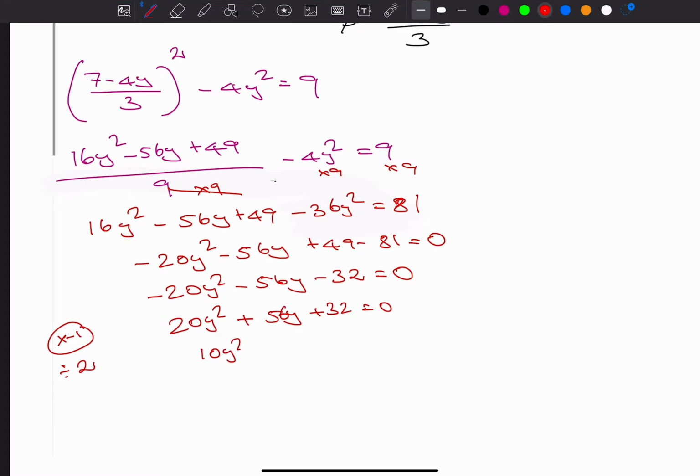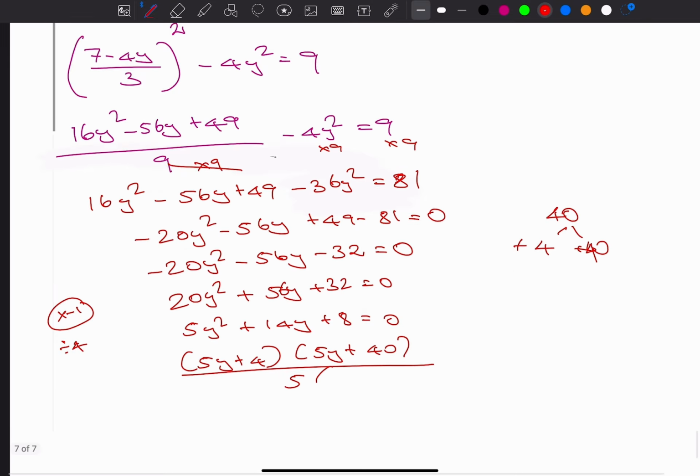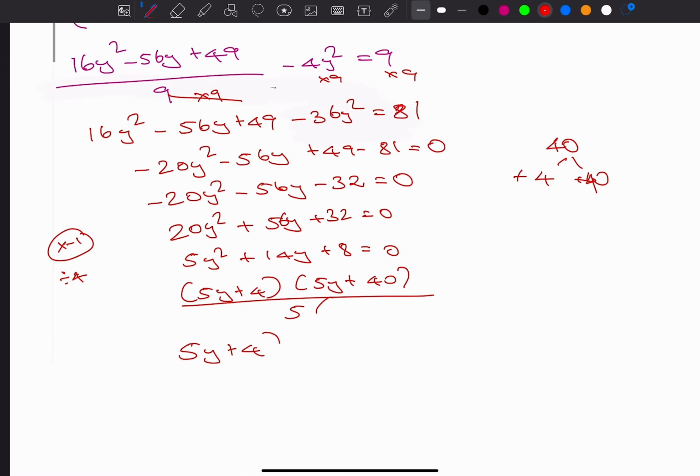So that makes it 10y squared plus 28y. I should have divided by 4, shouldn't I? Alright, let's divide it by 4 because I don't want to keep dividing it again and again. So 5y squared plus 14y plus 8 equals 0. 5 times 8 is 40, factors of 40. That makes 14: 4 times 10, plus and plus. 5y plus 4, 5y plus 40, divided by 5. 5y plus 4, y plus 10, y equals minus 4 over 5, or y is minus 10.